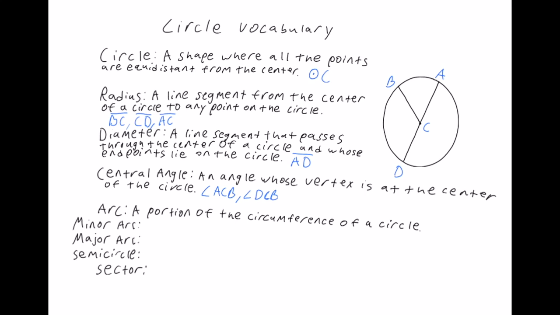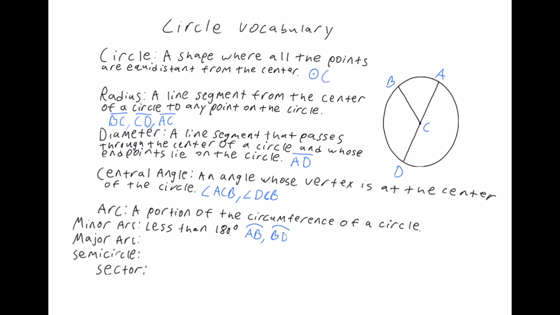An arc is a portion of the circumference of a circle, so it's only a part of the circumference instead of the whole thing. Now there are different kinds of arcs. First, the minor arc, which is less than 180 degrees. So you could do this arc here or this arc here. And you name these with 2 letters, such as AB and BD, with the little arc over them.